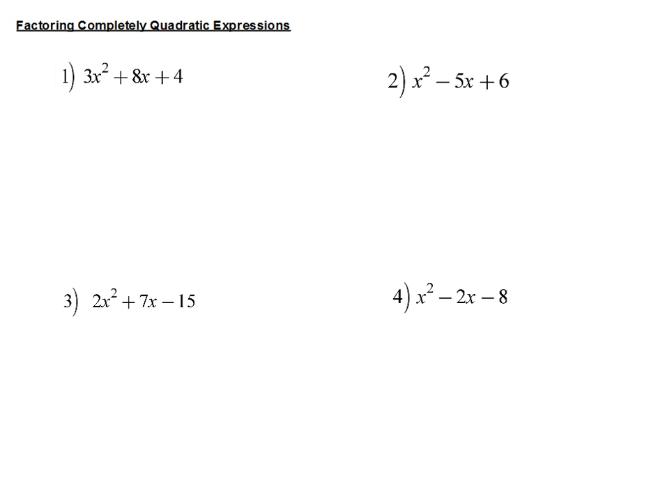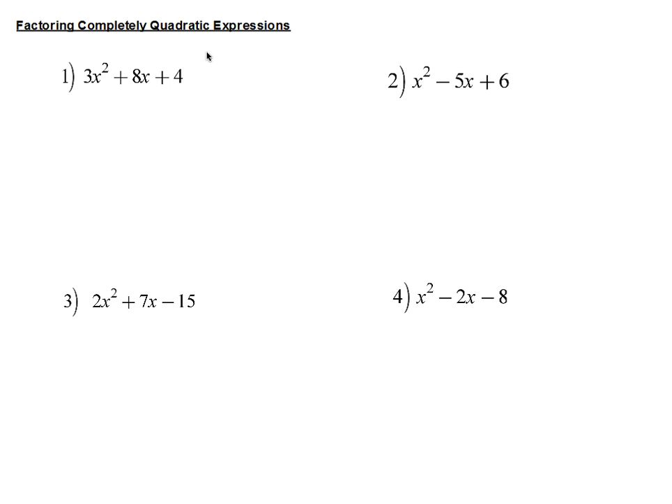We're going to try to factorize some quadratic expressions here. Here are four examples that we can try out. The first one, 2x squared plus 8x plus 4. That's a quadratic expression, of course. It's already in the form ax squared plus bx plus c, where a is 3, b is 8, and then c is 4. So how do we factorize this?